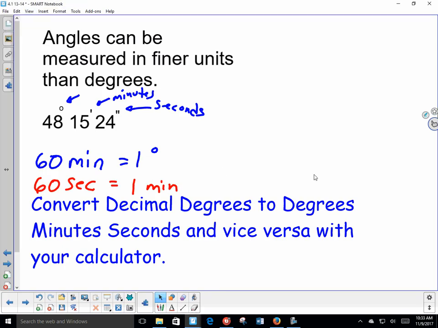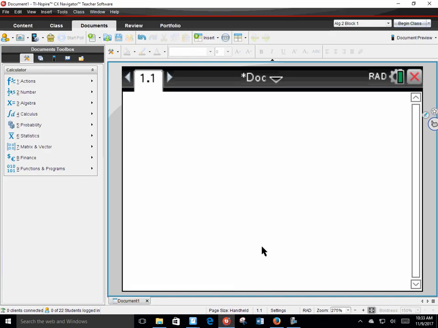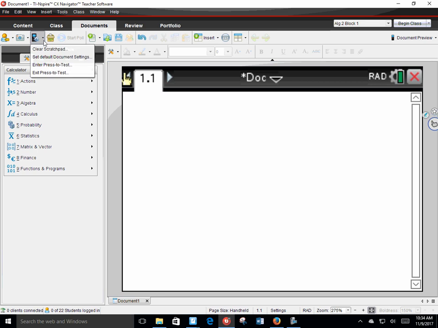48 degrees, 15 minutes, 24 seconds with our calculator into decimal degrees. So grab your calculator, and we're on a calculator page. And by the way, can we all make a pact right now that we're going to keep our calculator in radian mode, not degree mode? Does it say RAD up at the top of your calculator right now? If it says degree mode, let's talk about how to change that.